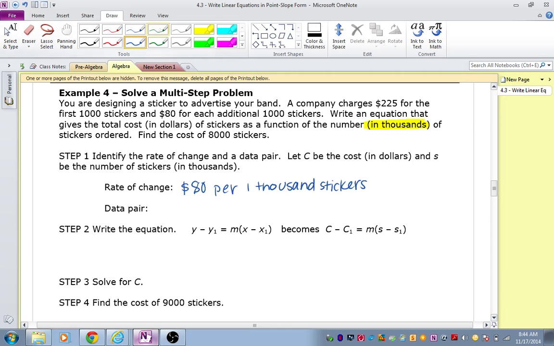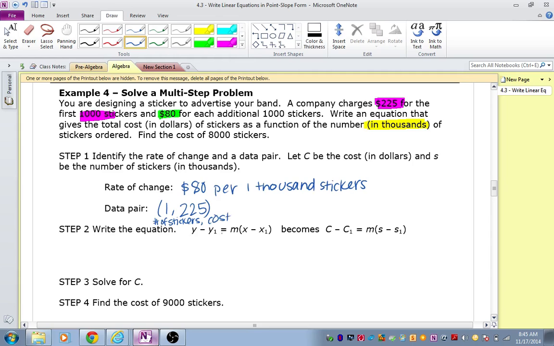A data pair that we have would be 1,000 stickers, but instead of saying 1,000, we're going to say just 1. And that 1,000 stickers is going to be $225. So we had to find the rate of change, and we had to find one of those ordered pairs. Remember, this is number of stickers and then cost.